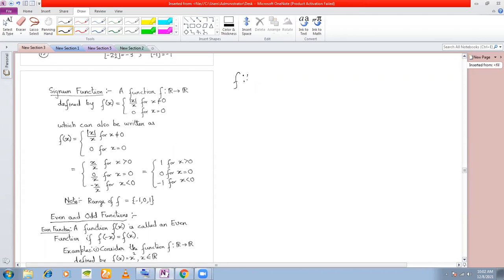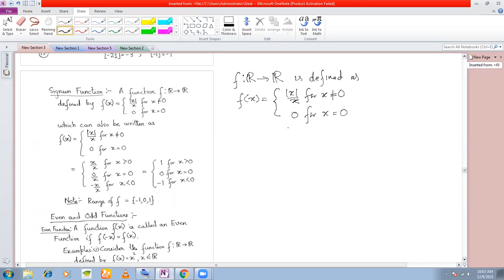In this case, the function f from the set of real numbers R to R is defined as f(x) is equal to mod x by x for x not equal to 0. So when x is not equal to 0, it takes the value mod x by x, and it is equal to 0 when x is equal to 0.